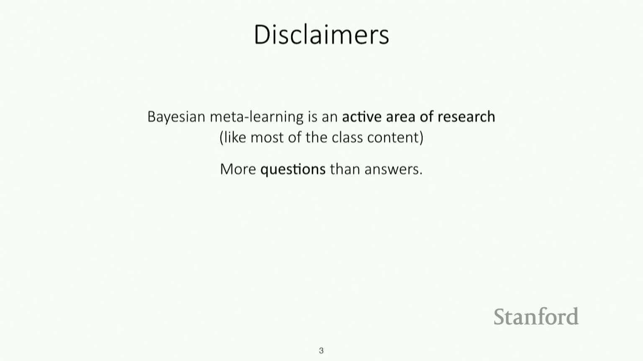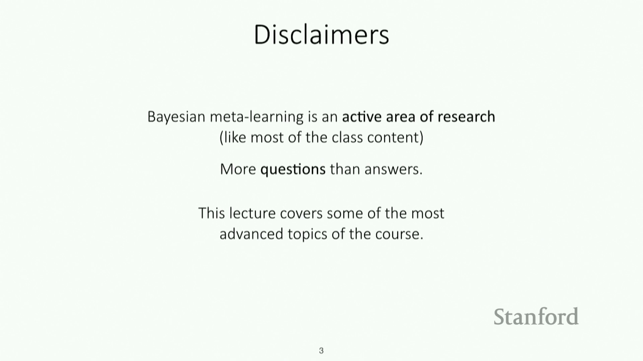The second disclaimer is that this lecture probably covers some of the most advanced topics of this course. So I'll try to go slowly through some of the technical content. And due to both of these, please ask questions if things aren't clear. I'll also try to go through the relevant background material with regard to Bayesian neural networks, for example.